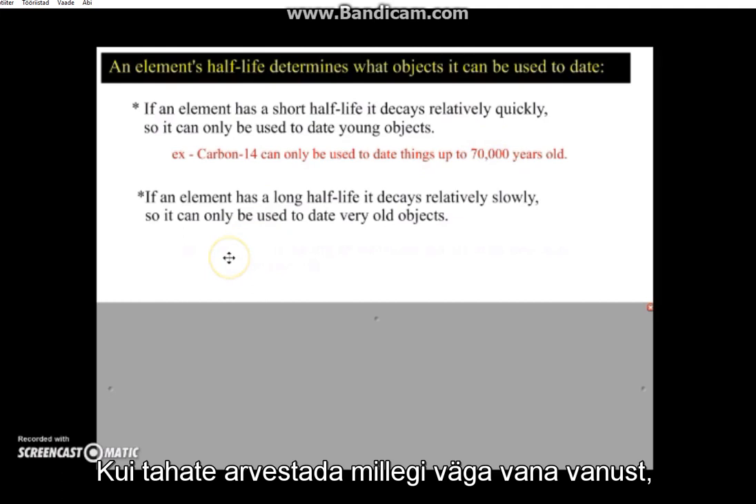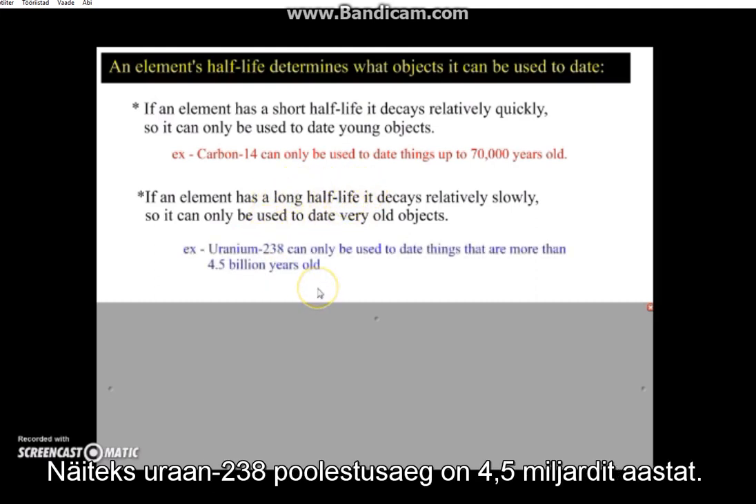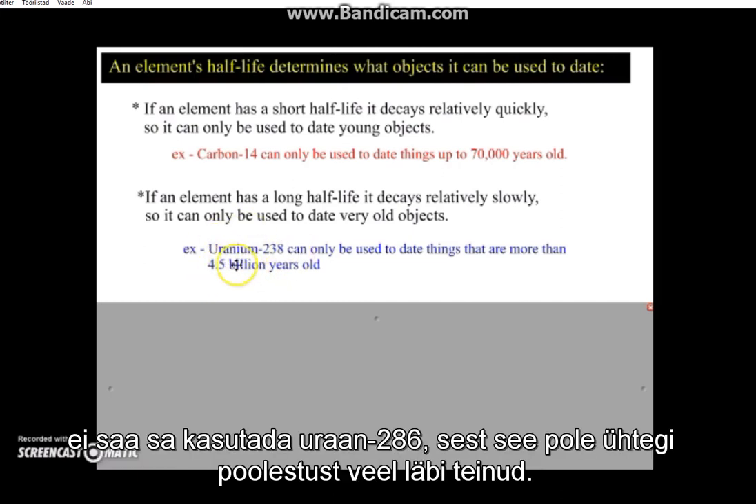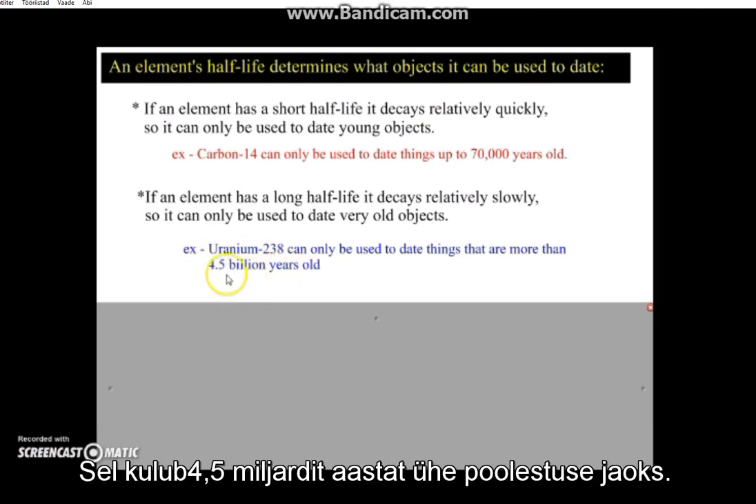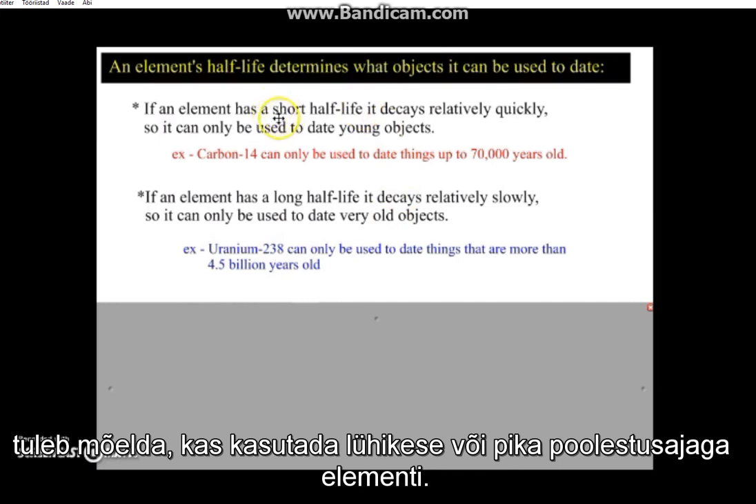If you want to date something that is very old, then you want to choose an element that has a long half-life. For example, uranium-238 has a half-life of 4.5 billion years. That means if you have a rock that formed 1,000 years ago, you would not be able to use uranium-238 because it did not go through any half-lives yet, right? It takes 4.5 billion years to go through 1 half-life. So the rock would have to be older than 4.5 billion years old in order to use the uranium, okay? So you have to think about whether you want an element with a short half-life or a long half-life.